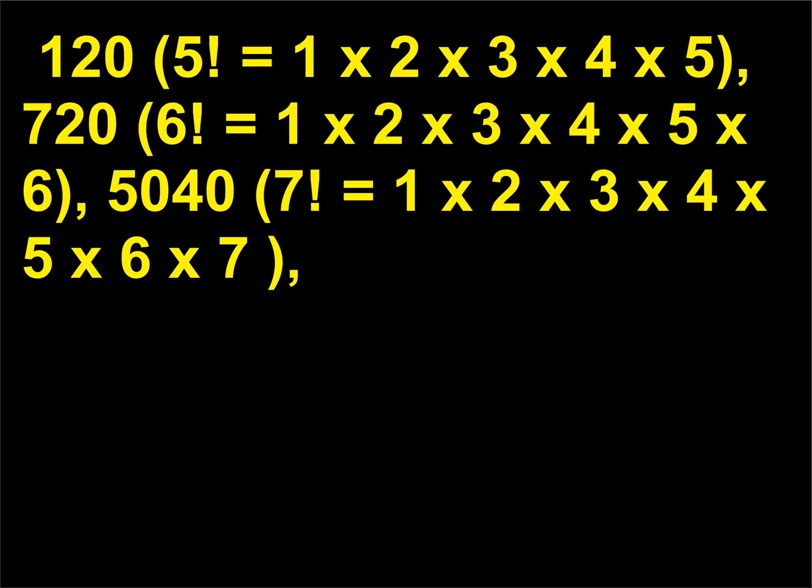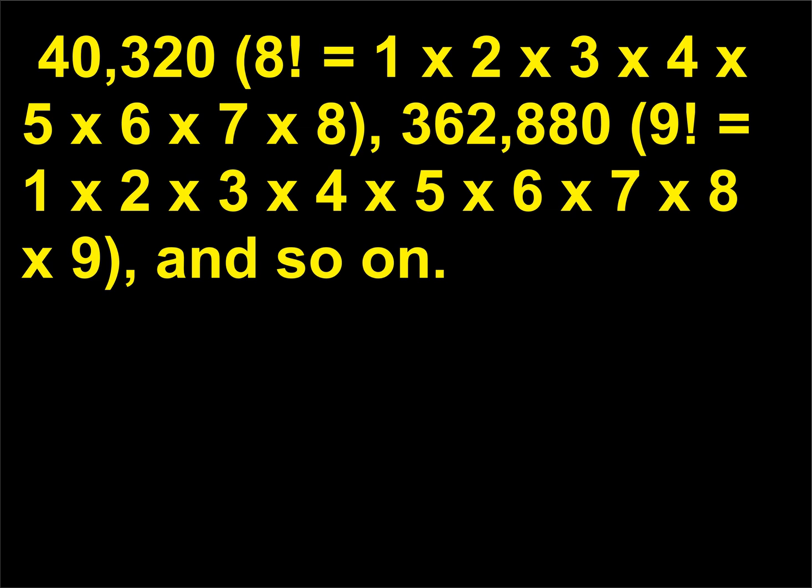5! equals 1 x 2 x 3 x 4 x 5 equals 120, 6! equals 1 x 2 x 3 x 4 x 5 x 6 equals 720, 7! equals 1 x 2 x 3 x 4 x 5 x 6 x 7 equals 5,040, 8! equals 1 x 2 x 3 x 4 x 5 x 6 x 7 x 8 equals 40,320, 9! equals 1 x 2 x 3 x 4 x 5 x 6 x 7 x 8 x 9 equals 362,880, and so on.